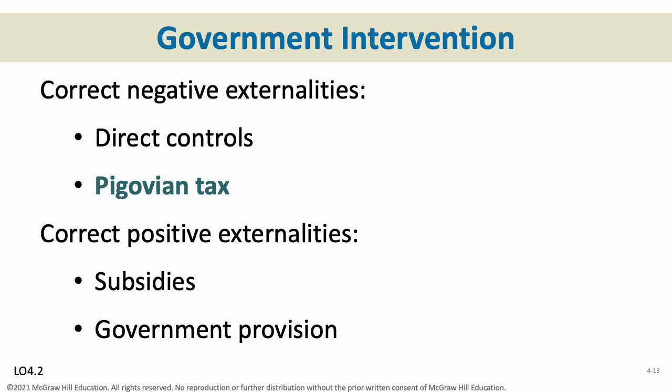So for negative ones, the government generally has two levers they can pull. First are direct controls, so they can completely regulate something. If it was something that's very polluting, they might ban it completely. They might only allow a certain amount of emissions to be polluted. If you're a power plant or a factory, you may not be able to exceed a certain amount of pollution, or you may have to buy new equipment. Those are all forms of direct controls: the government dictating what a company can do to correct these externalities.